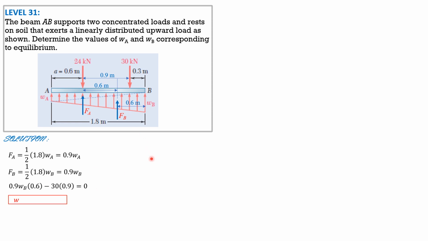So solving for WB, WB equals 50 kilonewton per meter. Having found WB, then we sum up forces vertical. FA, 0.9 WA, plus FB, 0.9 of 50, or WB, equals 24 plus 30. So 0.9 of WA plus 0.9 of quantity 50 equals 24 plus 30. So from there we can solve WA. The intensity of WA is 10 kilonewtons per meter.